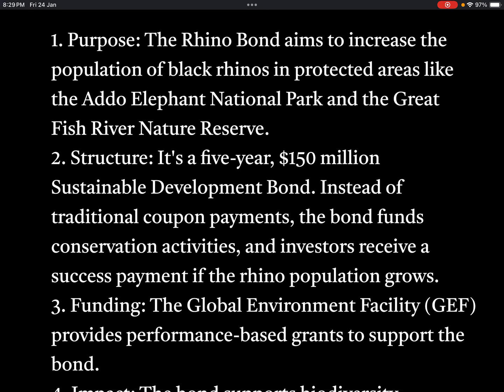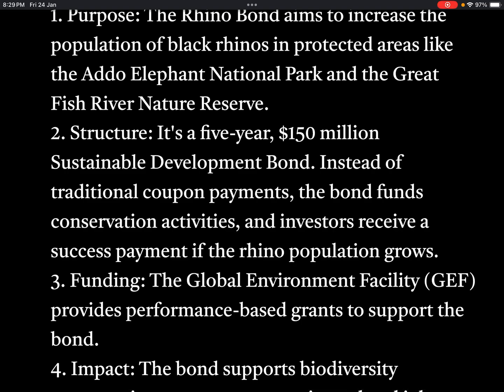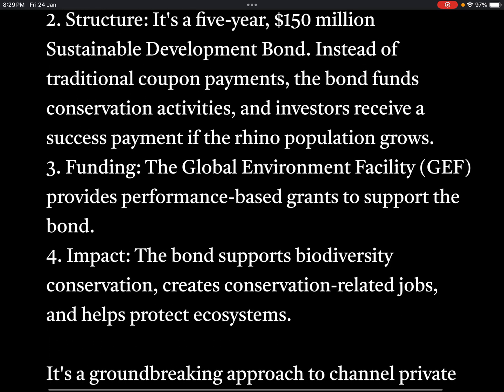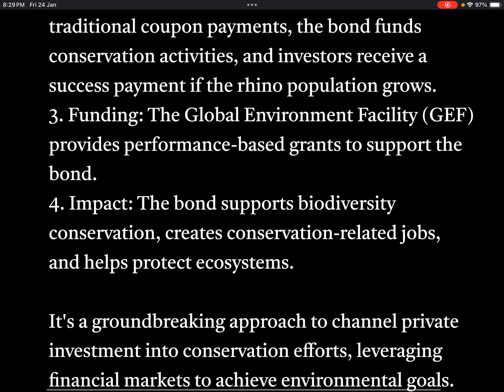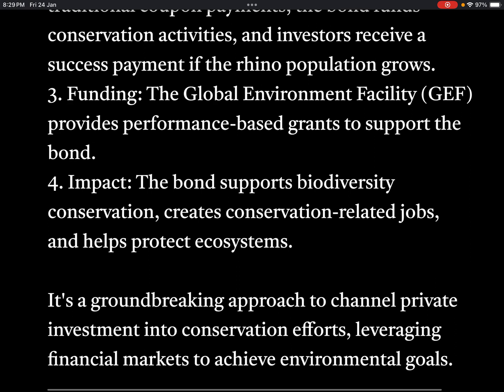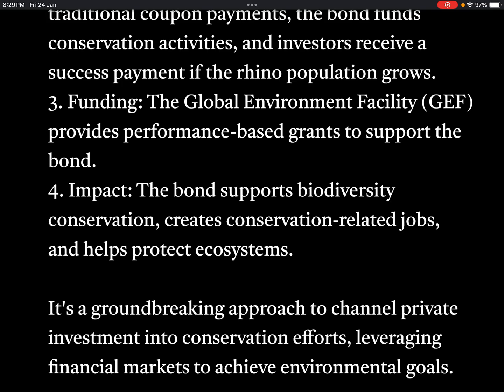Instead of traditional coupon payments, the bond funds conservation activities and investors receive a success payment if the rhino population grows. So after the rhino population grows, the success payment is received. Funding: the Global Environment Facility provides performance-based grants to support the bond. Impact: the bond supports biodiversity conservation, creates conservation-related jobs and helps protect the ecosystem. It's a groundbreaking approach to channel private investment into conservation efforts, leveraging financial markets to achieve environmental goals.